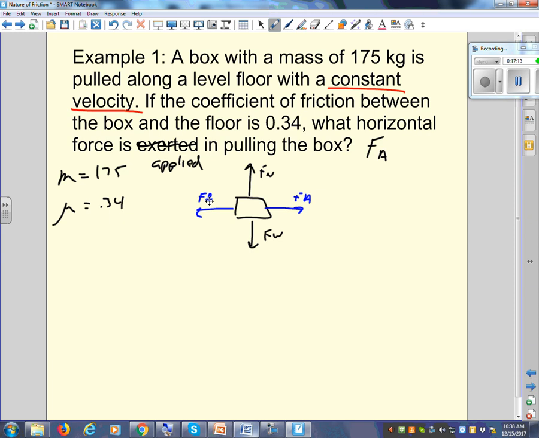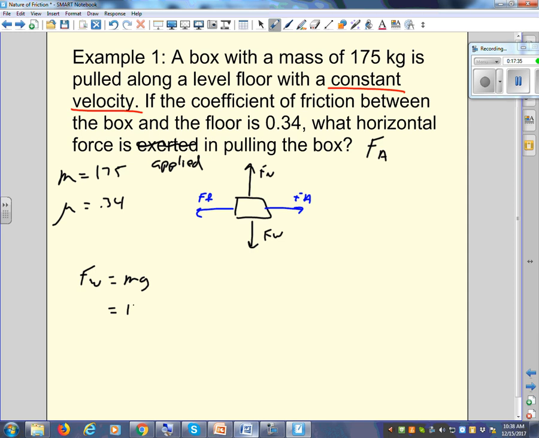I know the mu value, I don't know the FN. Can I get the FN from the FW? Yep, because they're equal to each other, and I know I can always get FW, so that's where I'm going to start. Did you see how I kind of gave you a roadmap? FW is equal to mg. Did you see how I kind of thought that through? Work backwards.